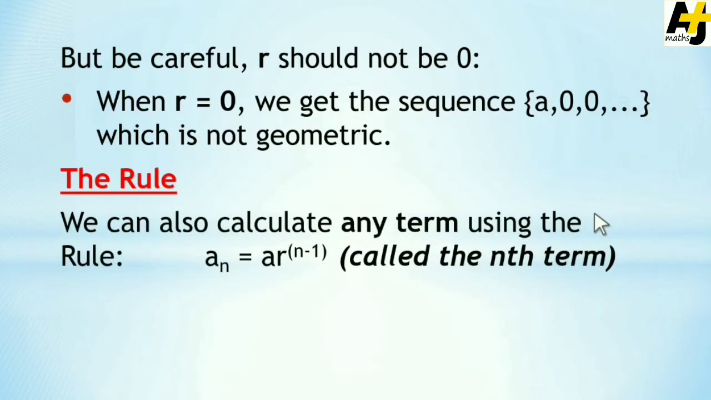Rules. We can also calculate any term using the rule. Look at the formula. This is the formula for the nth term of the geometric sequence. That is, a_n is equal to A R to the power n minus 1.